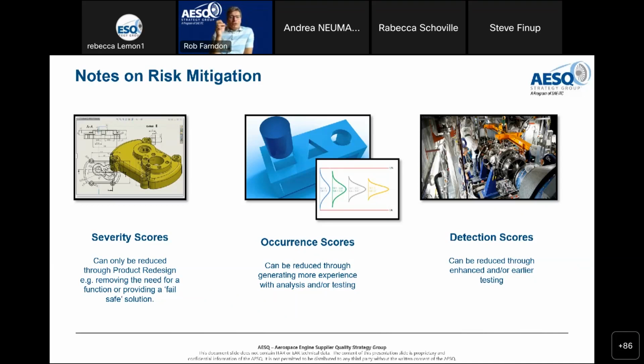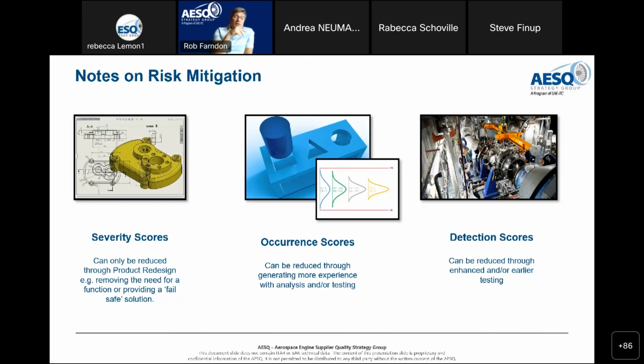So occurrence scores. If you've got a higher occurrence score, that can be addressed by generating more knowledge, effectively improving your confidence in the design. It might be through extra analysis, might be through extra testing, looking at experience on other engine types, other vehicles. So think about how you could improve your confidence that the specification you're about to put on there is a good one in light of the requirement. And those actions could be considered to improve occurrence.